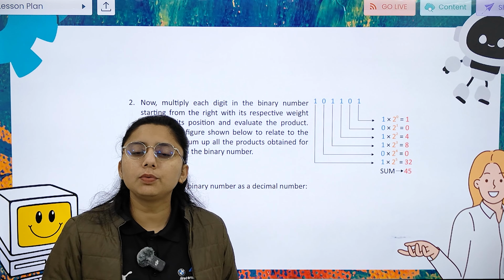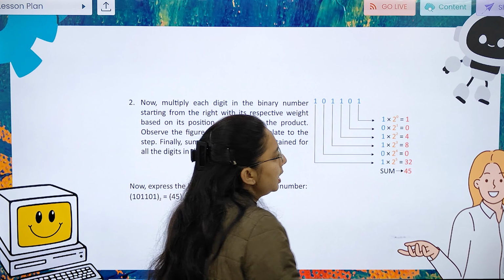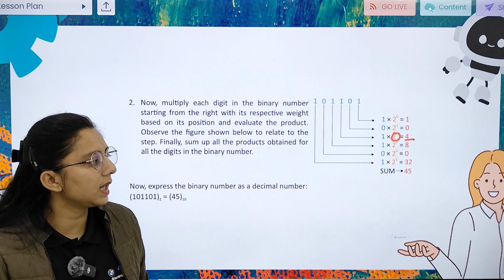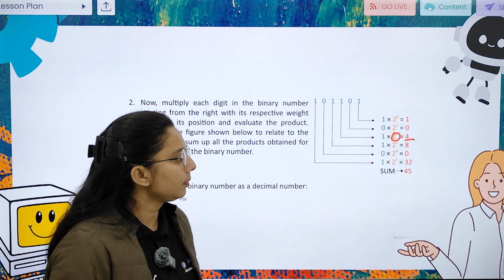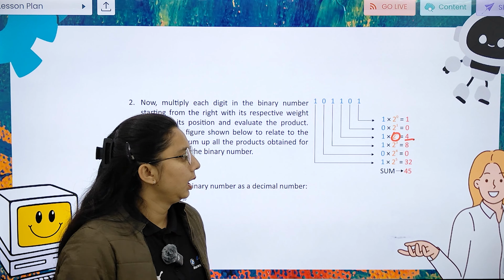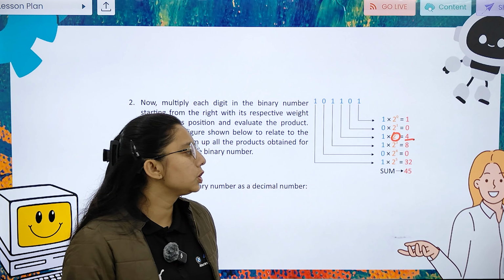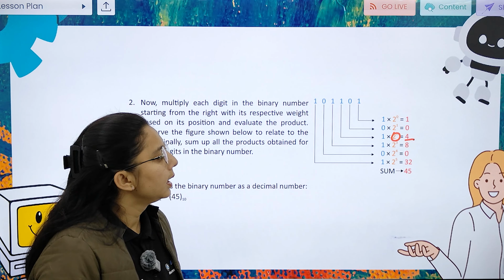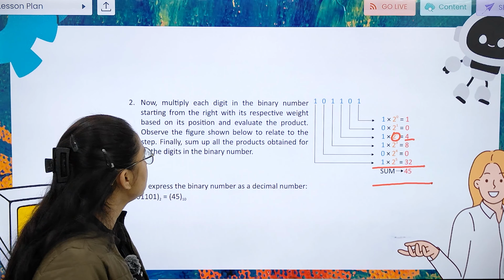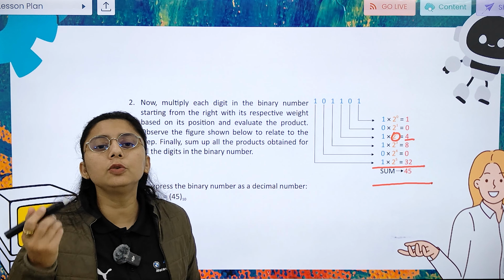Now 2 to the power 0 times 1 will be 1. 2 to the power 1 times 0 will be 0. 2 to the power 2 is 4, 2 to the power 3 is 8. 2 to the power 4 times 0 will be 0. Whenever you multiply any number with 0, the answer will be 0 only. Then 2 to the power 5, that is 32. How? 2 to the power 5 is equal to 32. Then when we add all the digits, the sum will be 45.